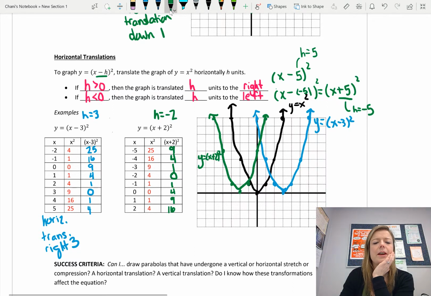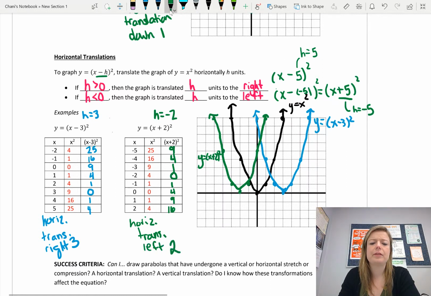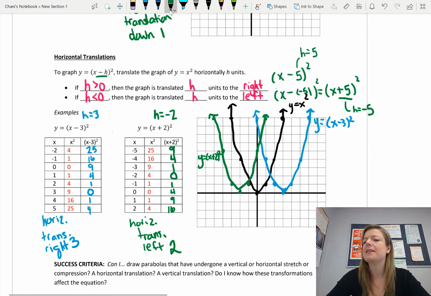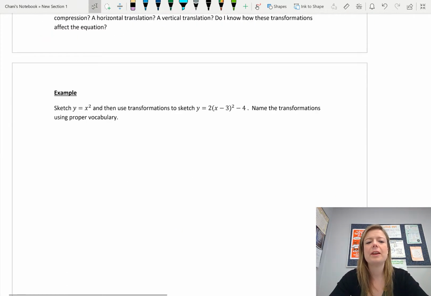So the table of values is just a tool to show you kind of why the translations occur as they do. So if you want to think about why subtracting a number moves it right and adding a number moves it left, you can. I'm not going to ask you that on a test. It's a bit more advanced. And to be honest, it's something that's kind of difficult to understand. So if you can do all of it, if you can figure that out, way to go.